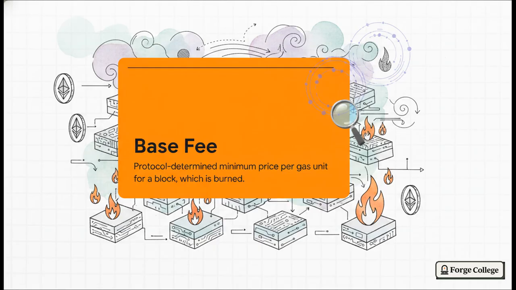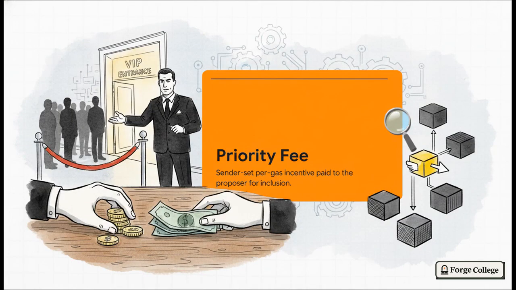Pretty cool, right? Next up is the priority fee, which, let's be real, most people just call the tip. This is your tactical, voluntary incentive. Because space in a block is strictly limited, you attach this per-gas tip to incentivize a block proposer to include your transaction sooner rather than later. So if the base fee is the mandatory cover charge at the door, the priority fee is that extra cash you slide across the table to get the true VIP treatment.